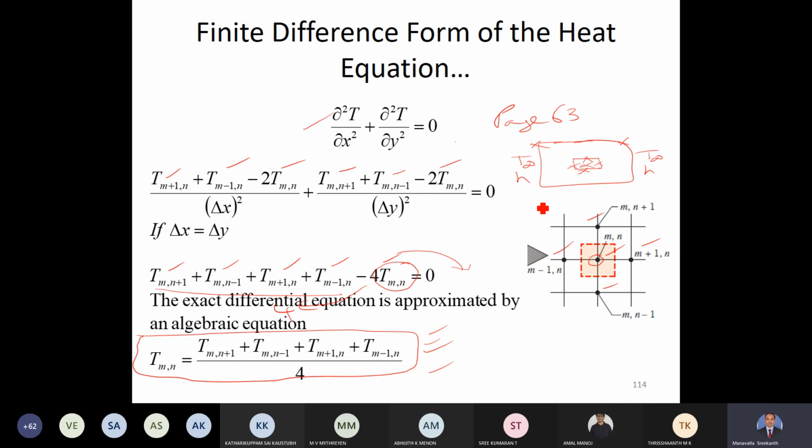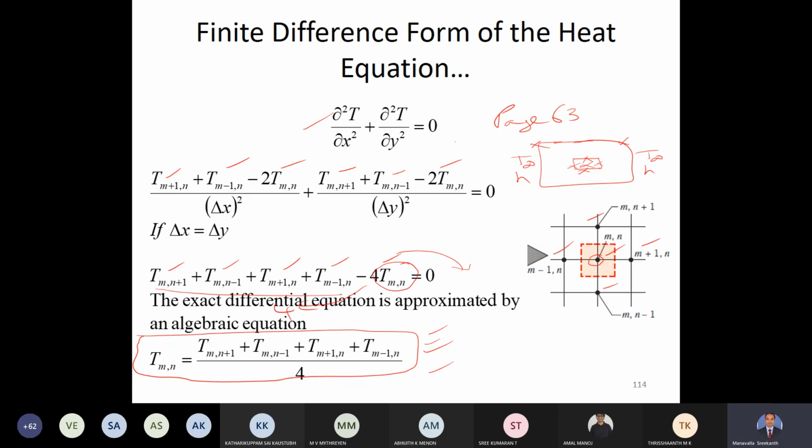Other possible boundary conditions are convective boundary condition and heat flux boundary condition, and also sometimes radiation boundary condition. If you have a radiation boundary condition, then the temperature is raised to the power 4, and things become non-linear. Raised to the power 4 is highly non-linear, and solving a non-linear equation is a different ball game altogether.